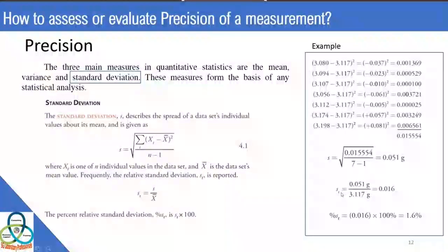When you want to calculate the relative standard deviation, 0.051 is divided by the mean value, which gives 0.016. Then multiplying 0.016 by 100, that is 1.6%. So instead of saying 0.016, if you say 1.6 percent, it's much easier for people to understand. So in general, the value should be as low as possible. That means a lower relative standard deviation.